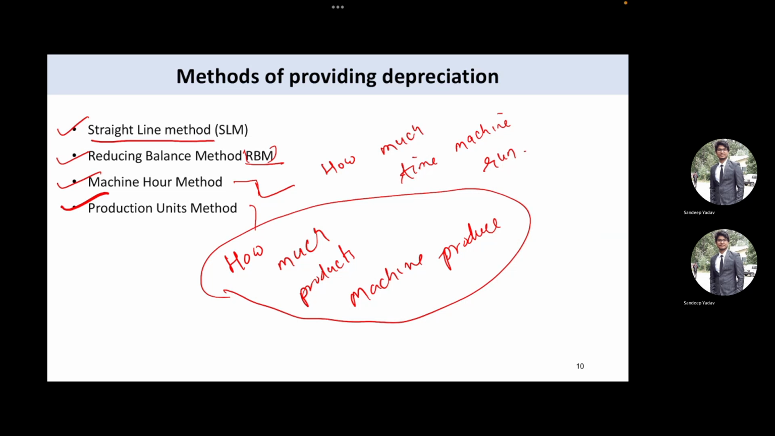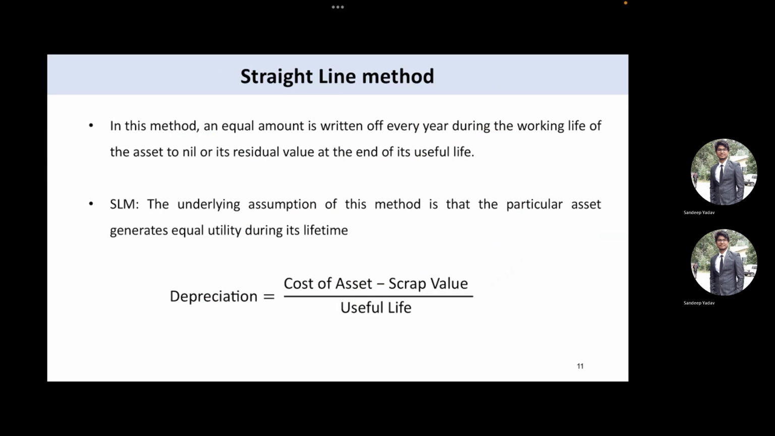So let's start with the straight line depreciation method. In a straight line depreciation method, an equal amount of money is written off. Written off means it will be deducted, every year during the working life of an asset, to nil or its residual value at the end of the useful life. We can calculate this with a formula also.